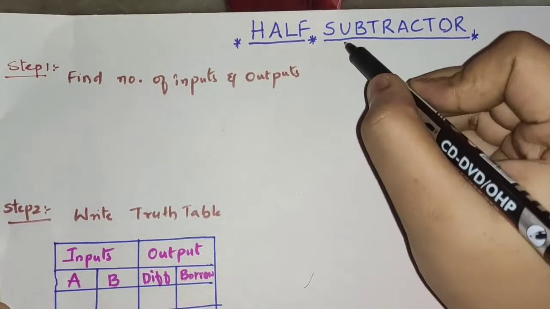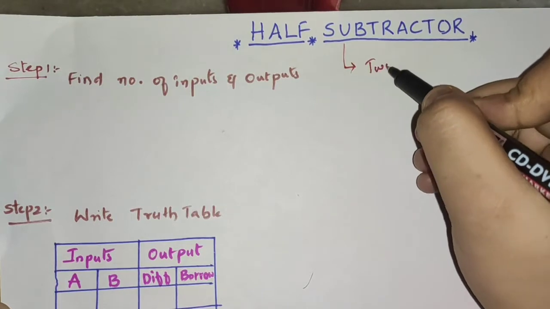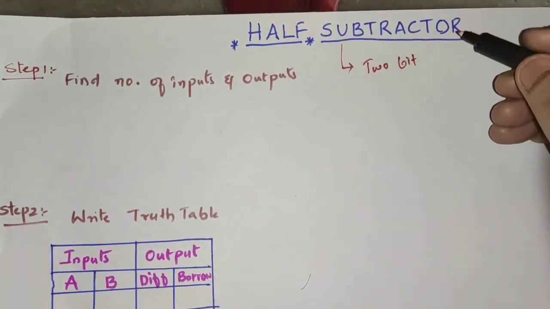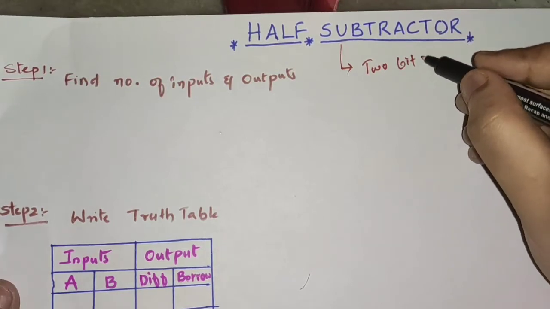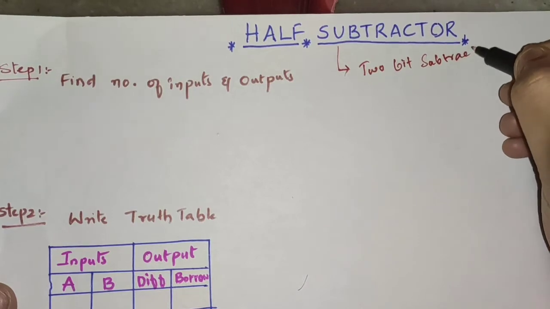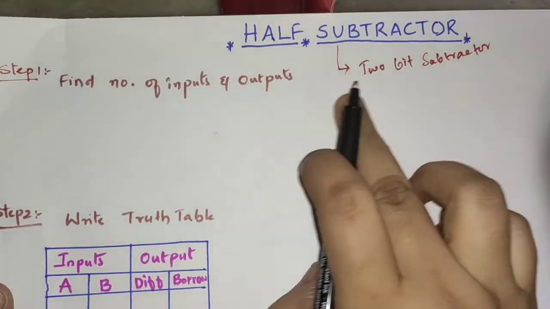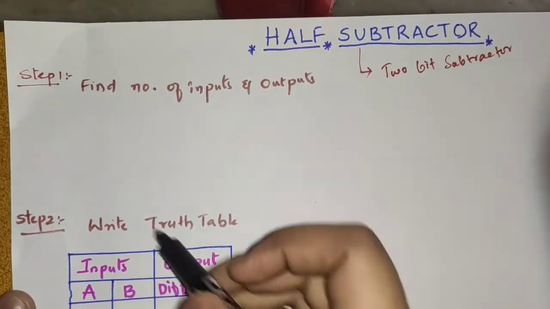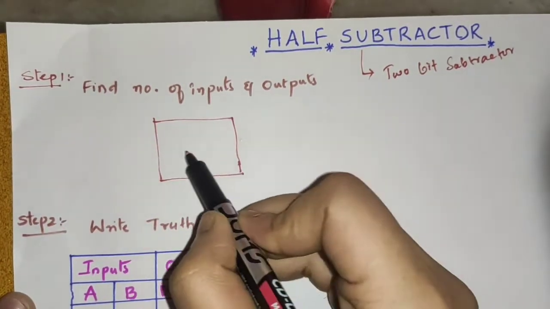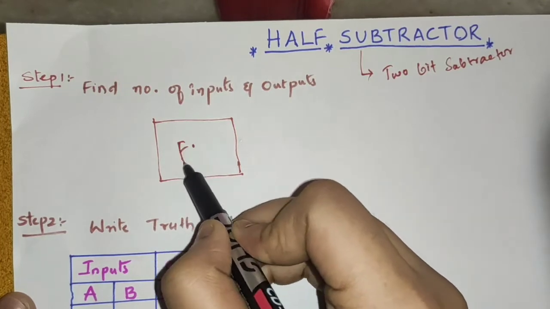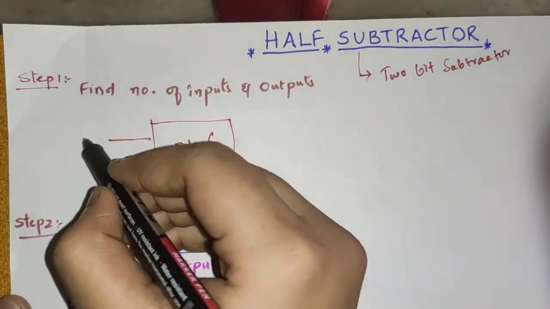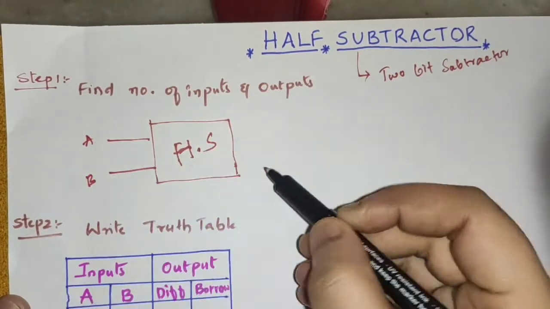A half subtractor is nothing but a 2-bit subtractor, and a full subtractor is a 3-bit subtractor, same as the half adder and full adder. So it is a 2-bit subtractor, and it has 2 inputs. Let us draw the number of inputs and outputs. This is a half subtractor. It has 2 inputs, let us say A and B.